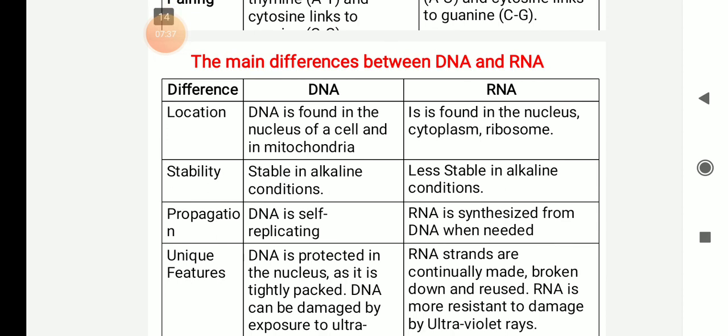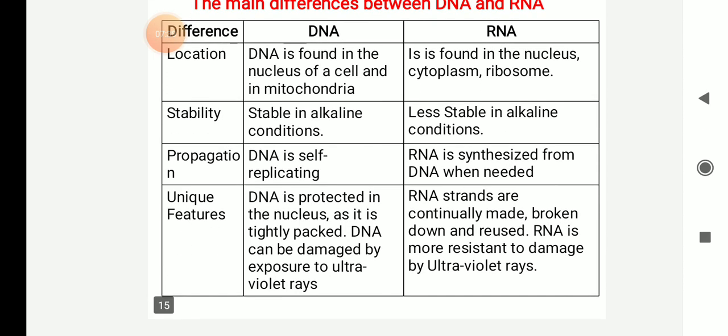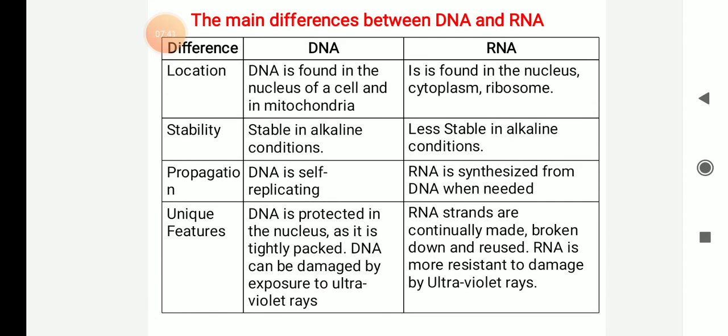Location: DNA is found in the nucleus of each cell and a small quantity in mitochondria. RNA is found in the nucleus, cytoplasm and ribosomes too. Stability: DNA is stable in alkaline condition, RNA is less stable in alkaline condition. Propagation: DNA is self-replicating, RNA is synthesized from DNA when it is needed.